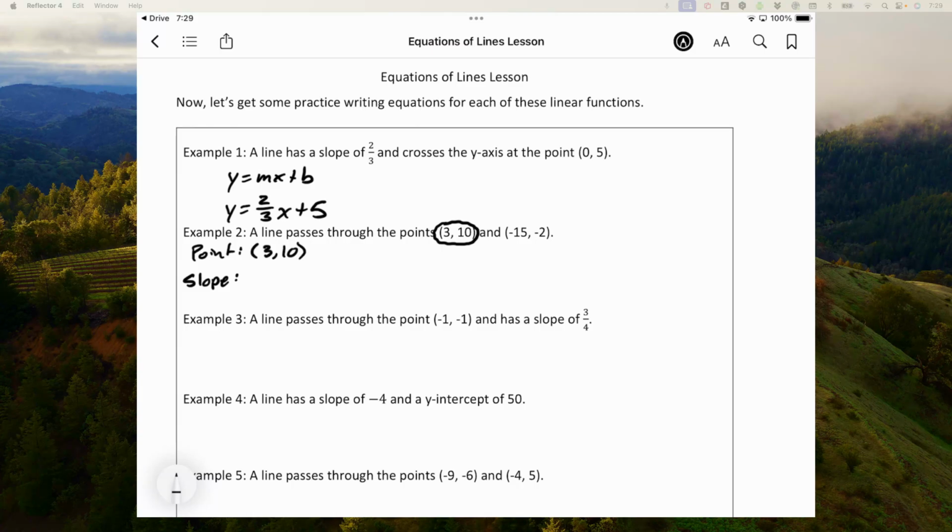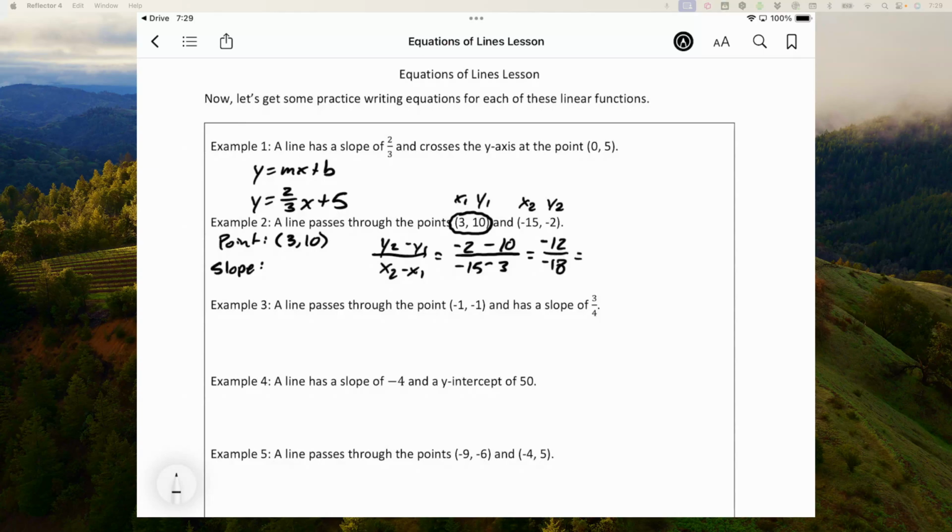And then the slope, we need to remember that slope is y2 minus y1 over x2 minus x1. Here's our x1, y1, x2, y2. We've got y2 minus y1, so negative 2 minus 10, and negative 15 minus 3. So that puts us at negative 12 over negative 18. If we simplify that, those are both divisible by 6, and they are both negative, so that's positive 2/3. So our slope is 2/3.